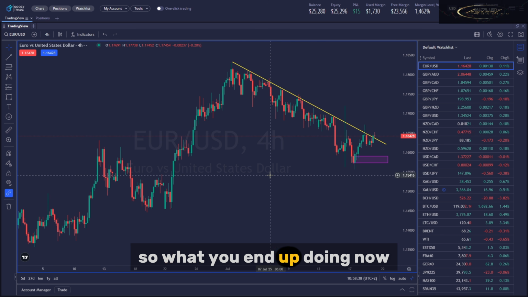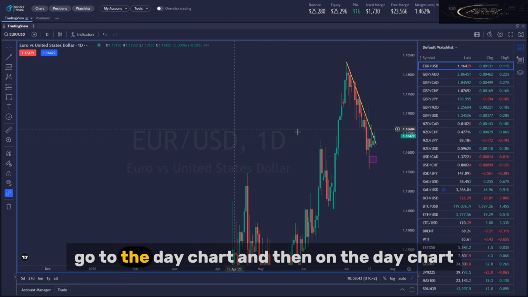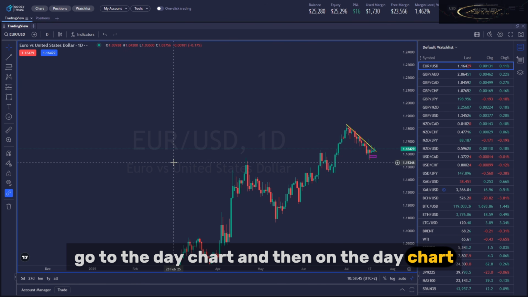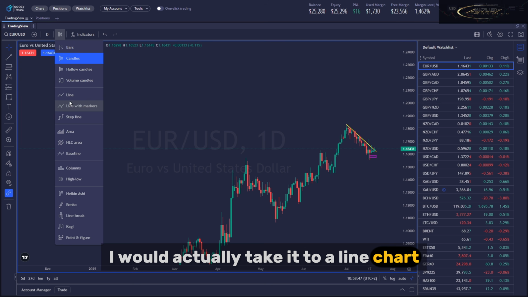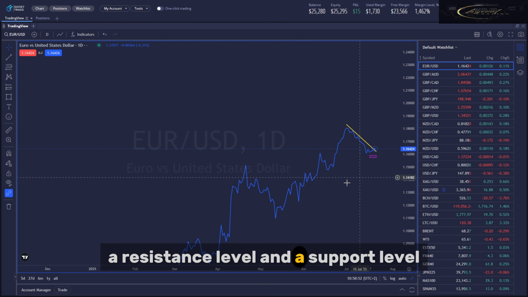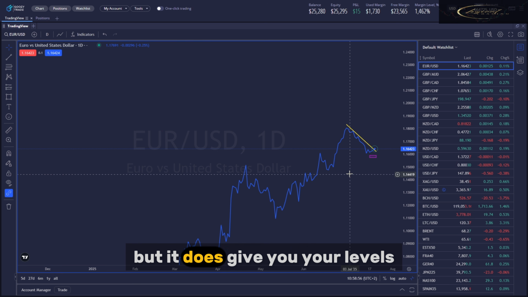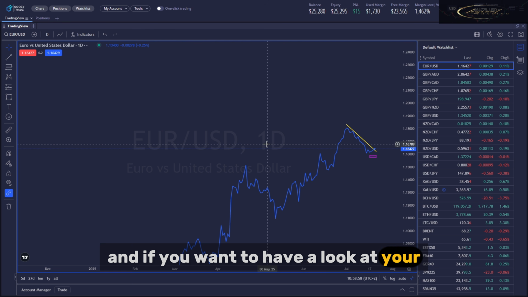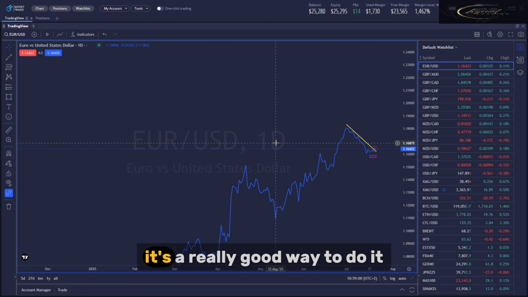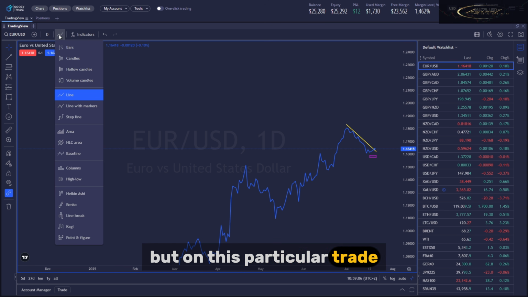What you end up doing now, normally what I would do is I would take it to the day chart. And then on the day chart, I would actually take it to a line chart. And then I would draw a resistance level and a support level in. But you don't necessarily always have to do that, but it does give you your levels. And if you want to have a look at your trades on a weekly basis, it's a really good way to do it. It's a really good way to keep an eye on your trades. But on this particular trade, I'm not going to do that.